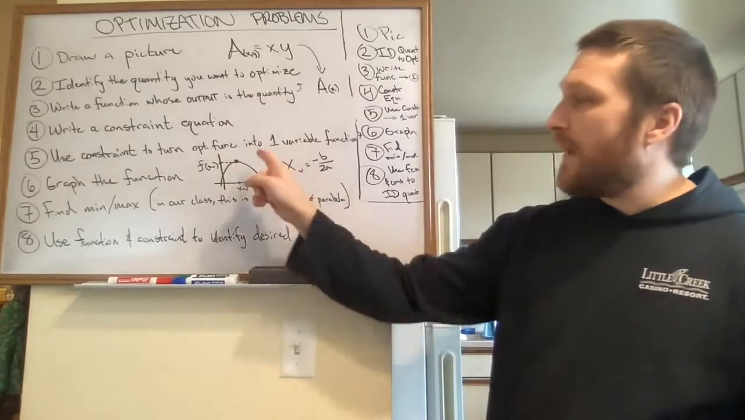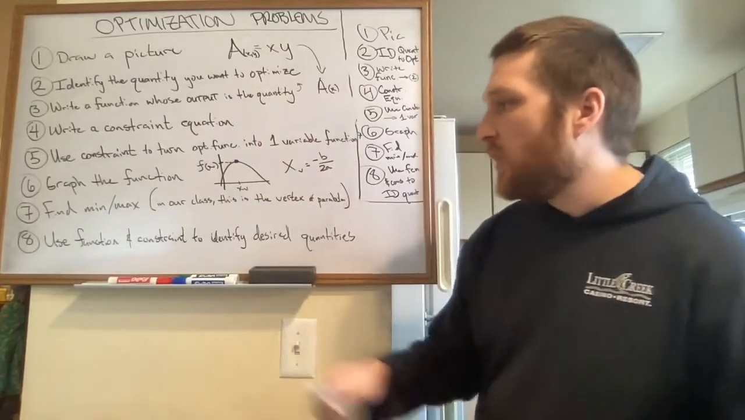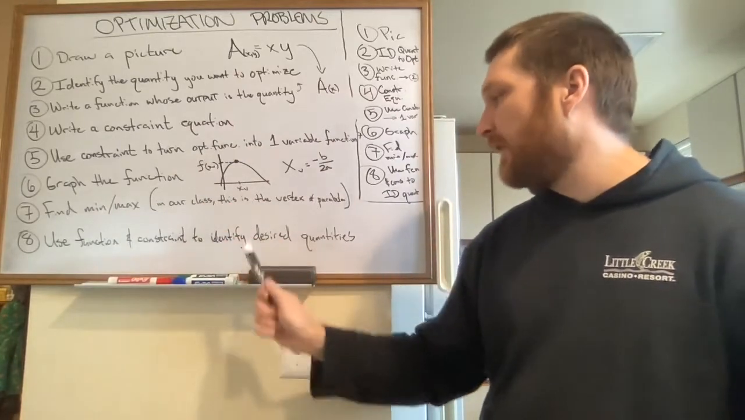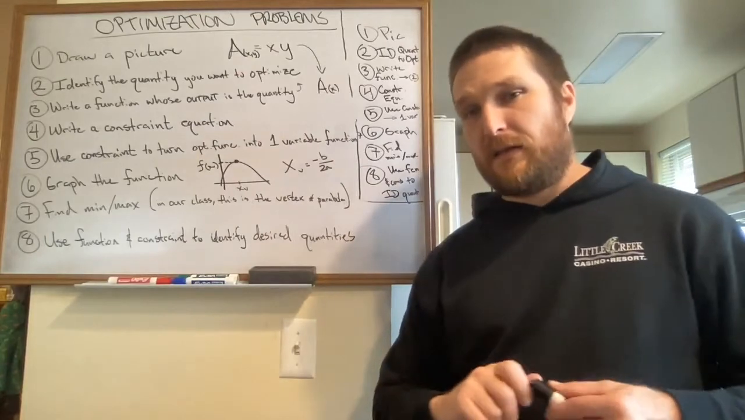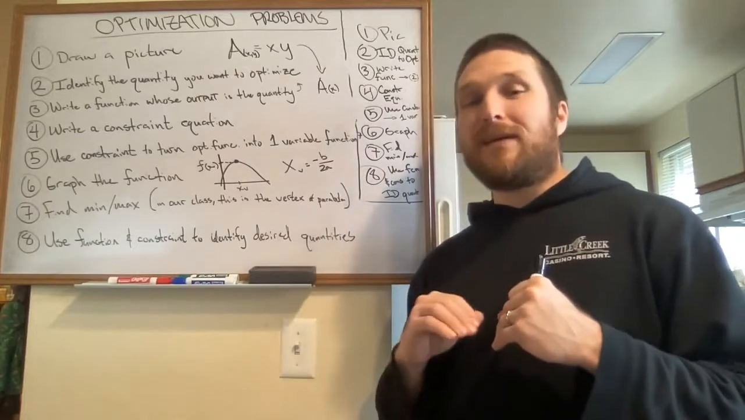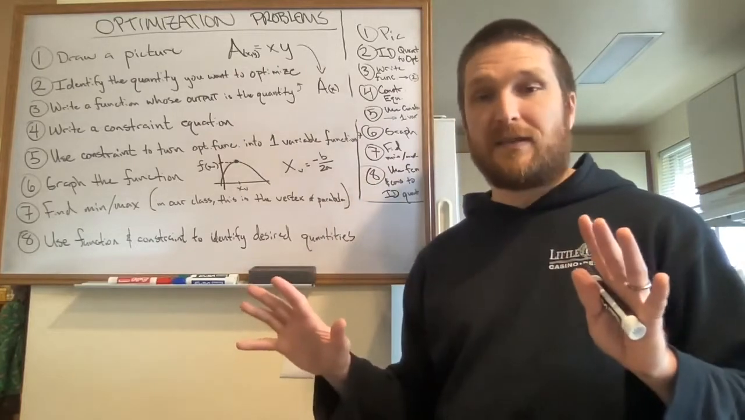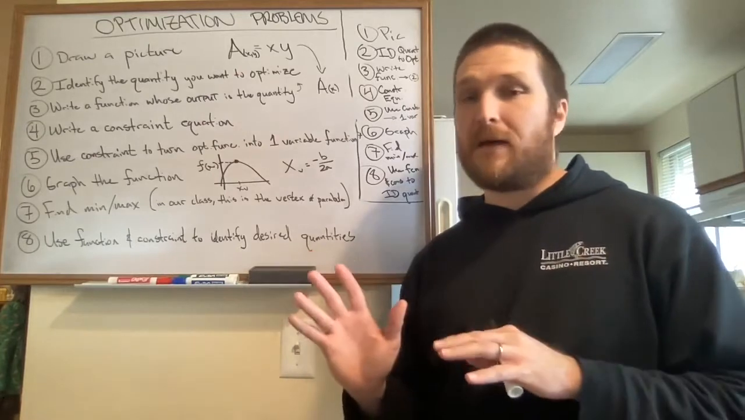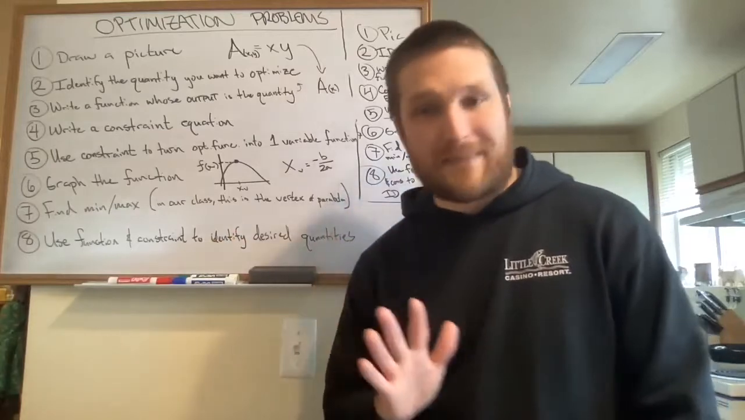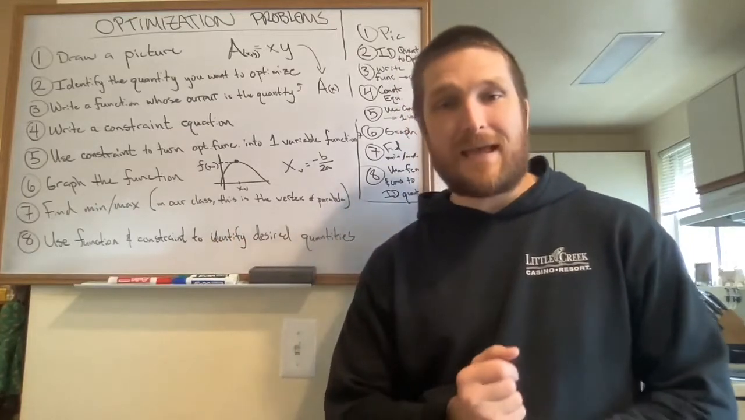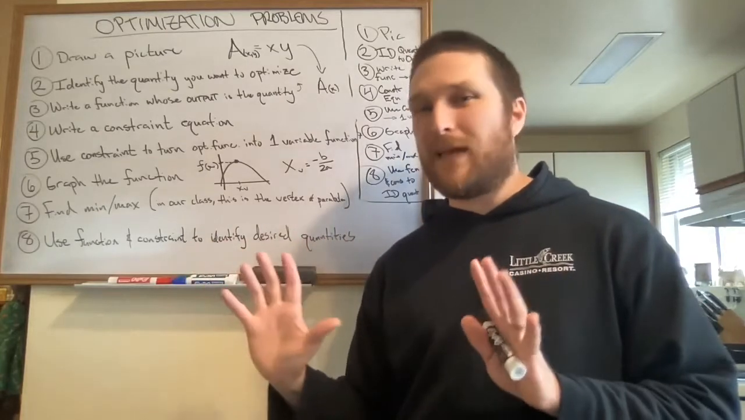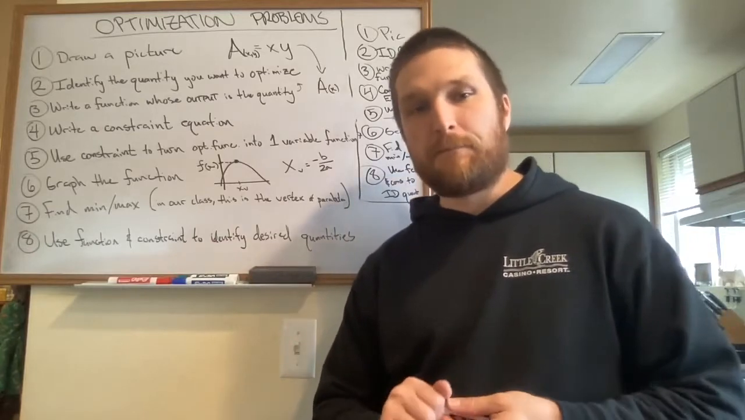And so then once you've found the min or the max, we're going to use the function and the constraint to identify all the desired quantities. And in this class, I'm going to demand that we identify all the possible quantities. Even if the question only says to find the max area, I want to find everything about the problem. And again, that's going to help prevent us from making mistakes and help us to check that everything we've done does indeed work out and we haven't messed something up somewhere along the way.